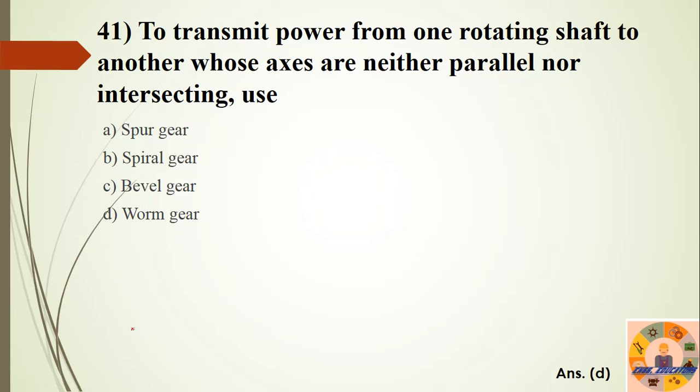So the first question is to transmit power from one rotating shaft to another whose axes are neither parallel nor intersecting. Use. Options are spur gear, spiral gear, bevel gear and hypoid gear. So the right option for this question will be option D, hypoid gear, because it has said there the axes are neither parallel nor intersecting. That means they are the skew shaft.